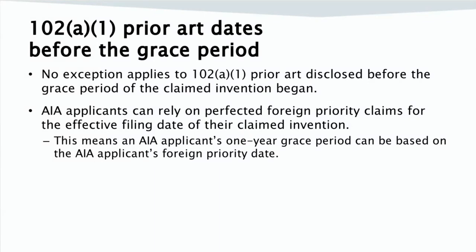No exception applies to Section 102(a)(1) prior art dated more than 1 year before the effective filing date of the claimed invention. That's because a 102(a)(1) prior art date more than 1 year before the effective filing date of examined claims is outside the grace period of the examined claims. Regarding the 1-year grace period, note that AIA applicants can rely on perfected foreign priority claims for the effective filing date of their claimed invention.